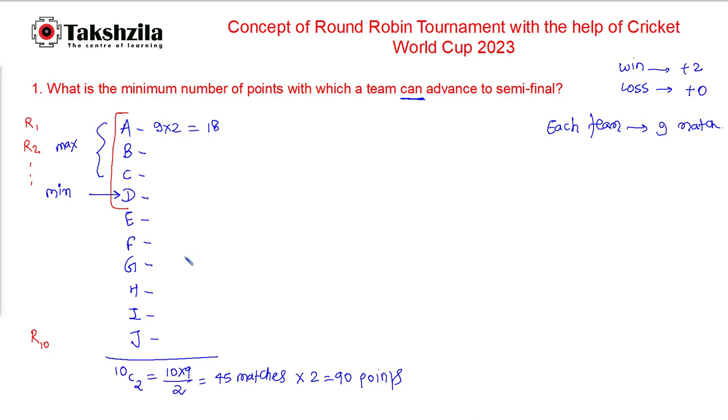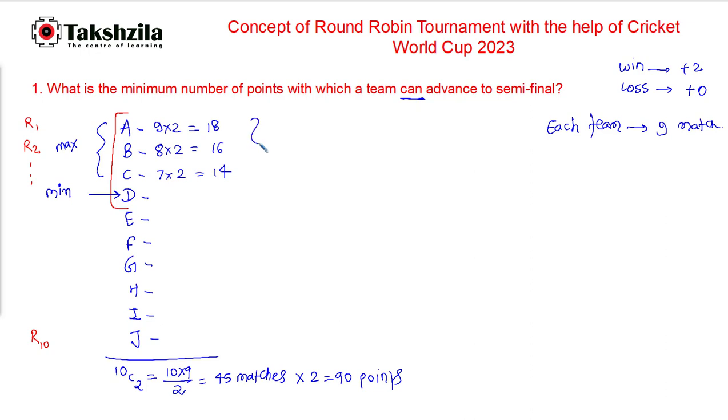Now B is going to play 9 matches. Out of those 9 matches, 1 match is lost, which was against A. So team B can win a maximum of 8 matches. 8 into 2, that is equal to 16 points. The maximum wins for team C is going to be 9 minus 2, that is 7 into 2, that is equal to 14. So the maximum number of points that teams A, B, and C, that is the top 3 teams, can secure is 18, 16, and 14.